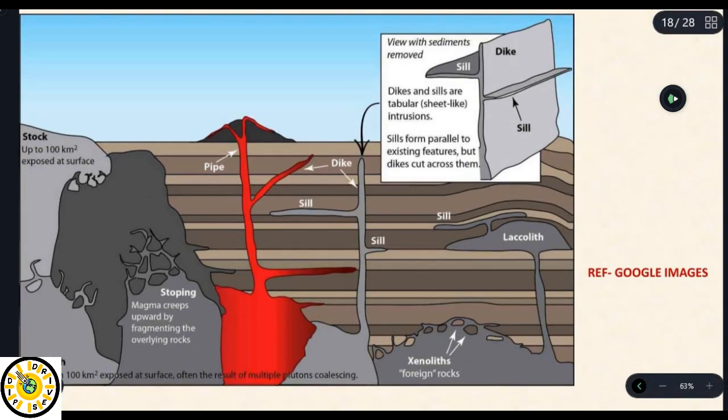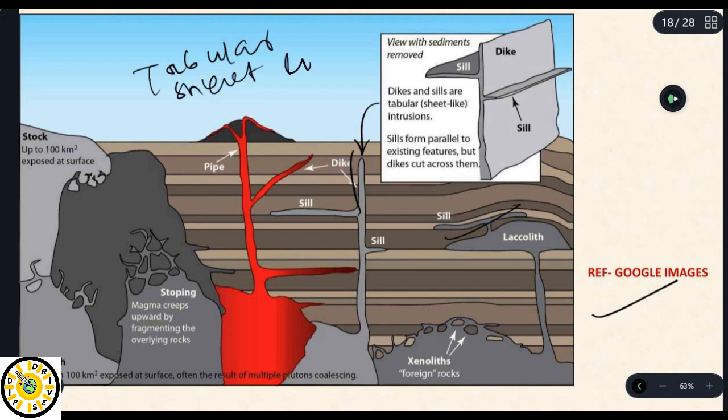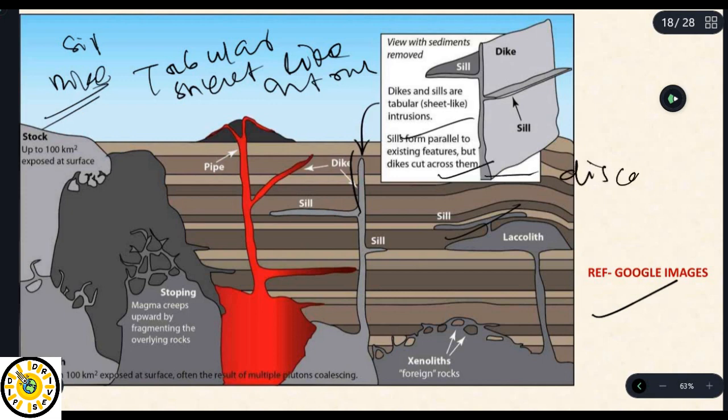Let's go to the next. So this is a nice real image from Google, right? You can see the sill part, dike intrusion will be there. I can see this part of the tabular sheet, both sill and dike. ठीक है, sills are parallel existing features but dikes cut across them. ठीक है, so dike discordant है and sill is concordant.